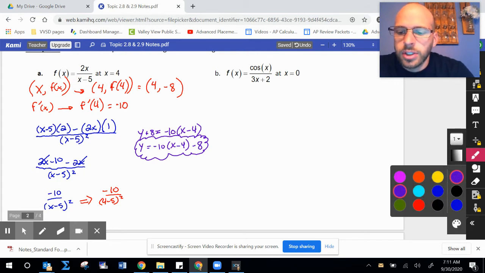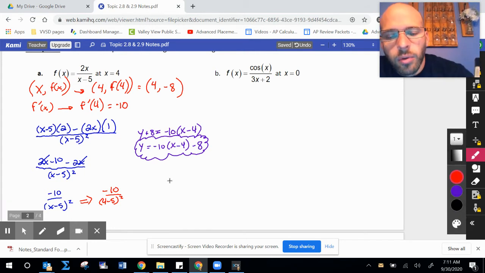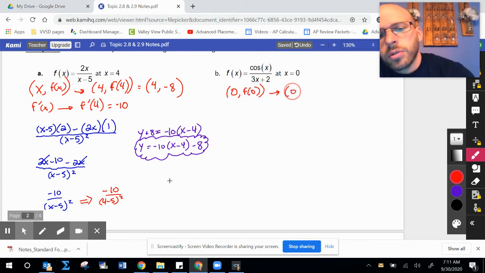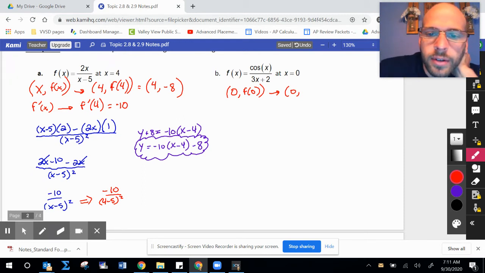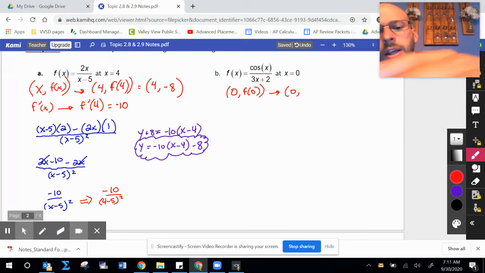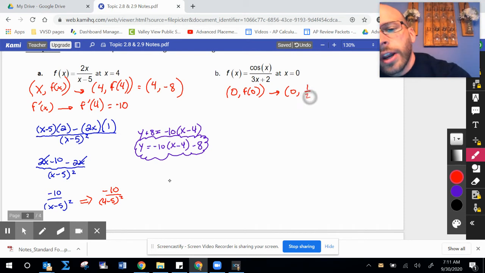Okay, so let's do the same thing. So I want to know 0 comma f of 0, which would be 0 comma, if you plug 0 in, cosine of 0 is 1. Plug 0 into the denominator, I get 2, so I'm going to get 1/2.